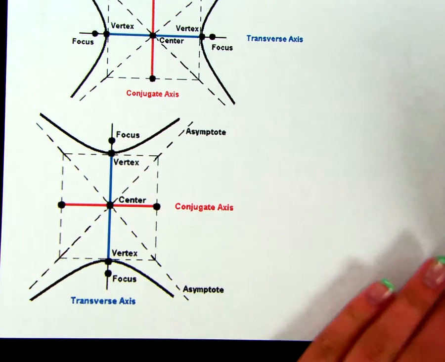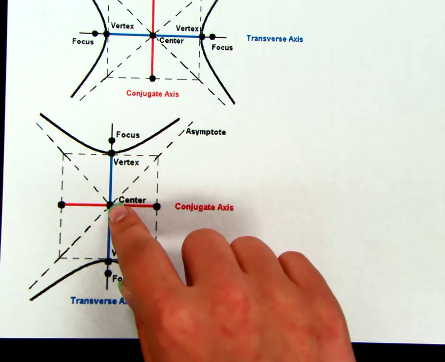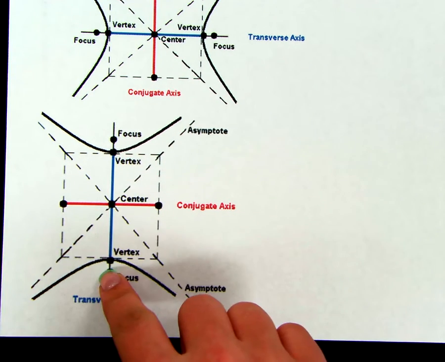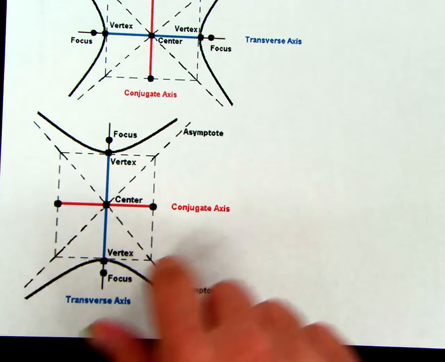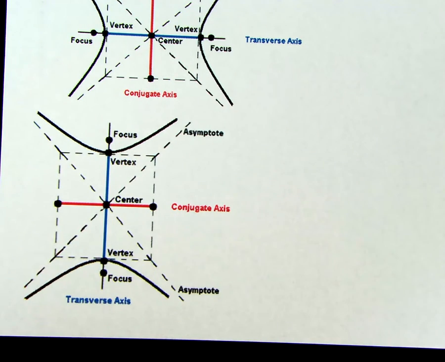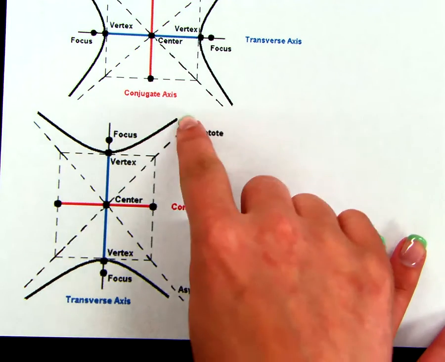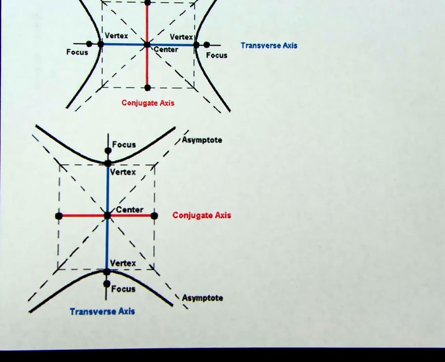When we start graphing these, we start with the center, then our vertices, and then the conjugate axis. We make this little box here, and we connect the corners of our box with our dotted lines to get the asymptotes. Then we're just going to do a rough sketch of what the hyperbola itself is going to look like.